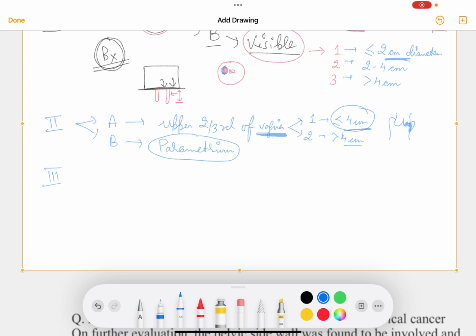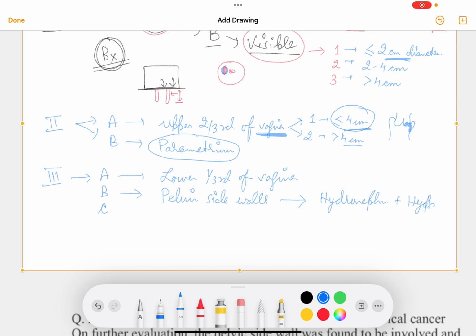Coming to stage 3. Stage 3 can be stage 3A, stage 3B, stage 3C. Stage 3A is lower 1/3 of vagina. Till now we were dealing with upper 2/3 of vagina, so lower 1/3 of vagina is stage 3A. Stage 3B is pelvic side walls. What do you mean by pelvic side walls? Pelvic side walls means it has involved up to the pelvic bone. So when the bone has been involved, there is hydronephrosis and hydroureter.